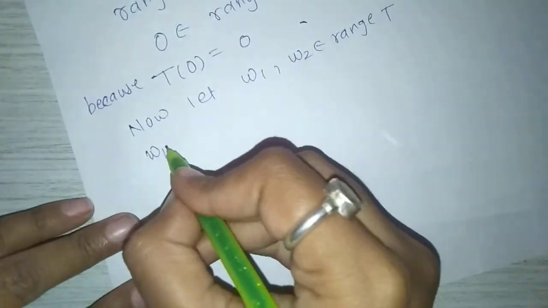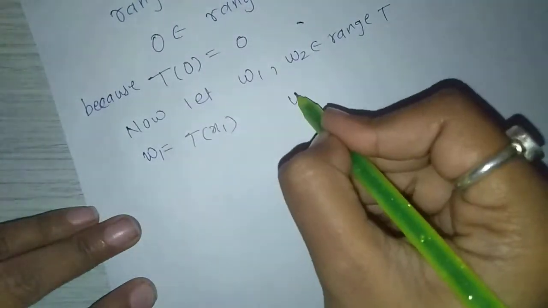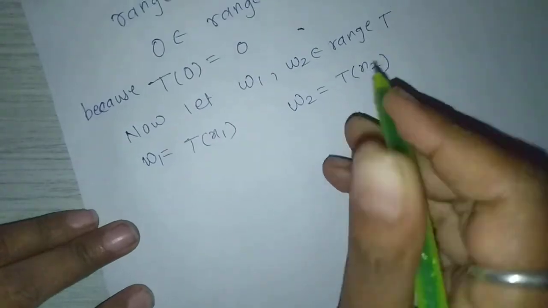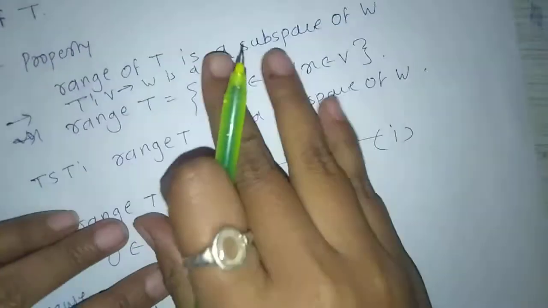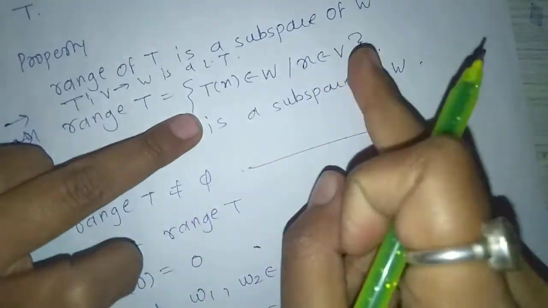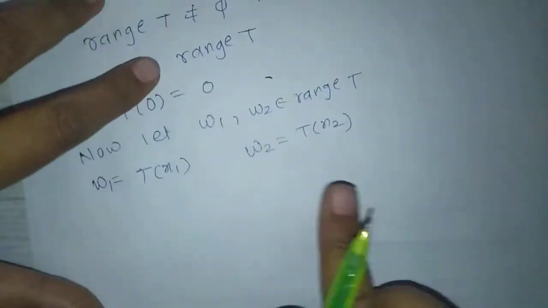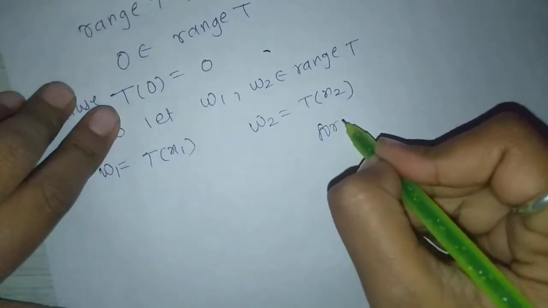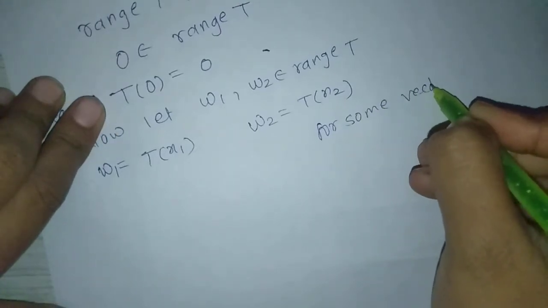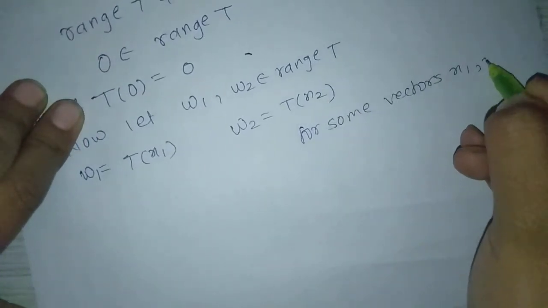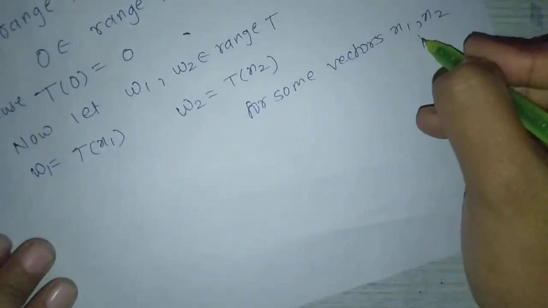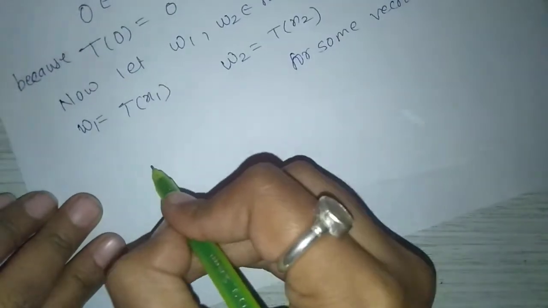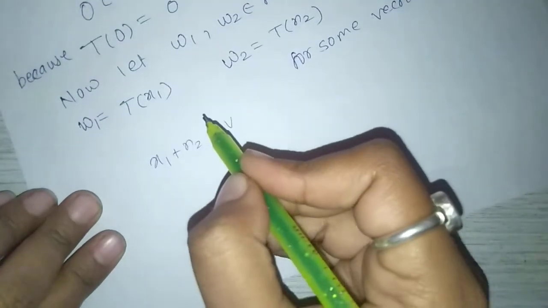Now let W1, W2 belongs to range of T. Then by definition W1 equal to some T of X1 and W2 equal to some T of X2. If your W1, W2 are in range of T, then they have some pre-image T of X1, T of X2, in the form of, for some vectors X1, X2 in V.